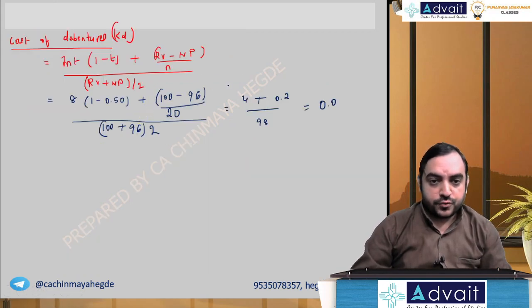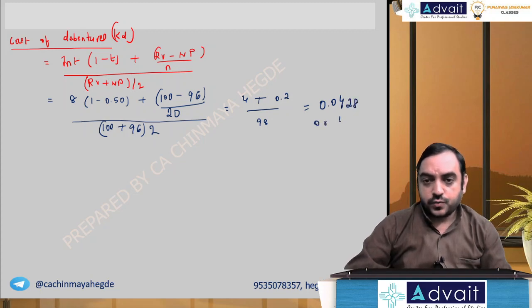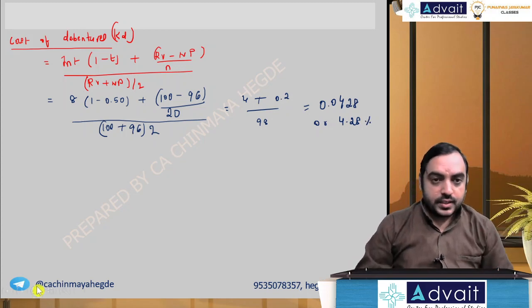So 0.0428, or if you express in percentage terms, 4.28%. Hope you got it. That is the cost of debentures.